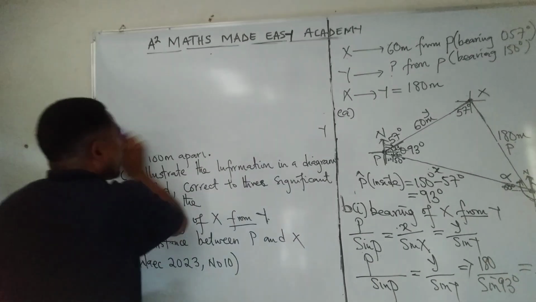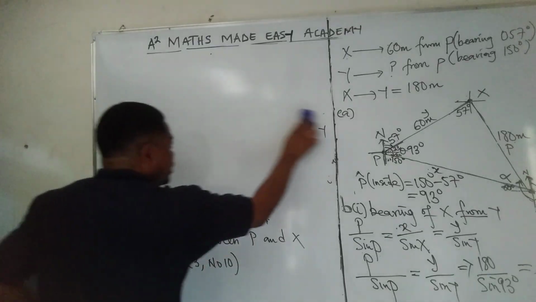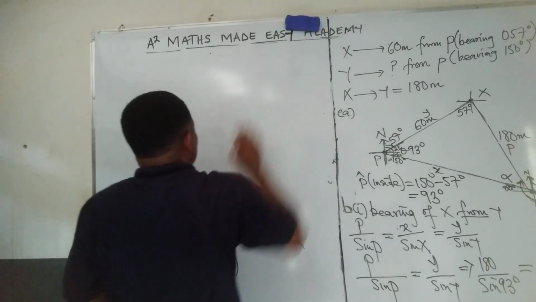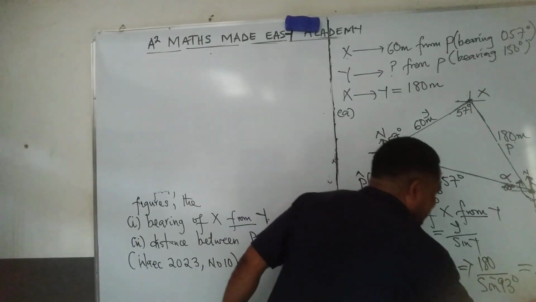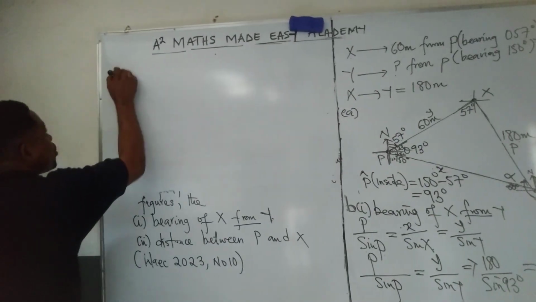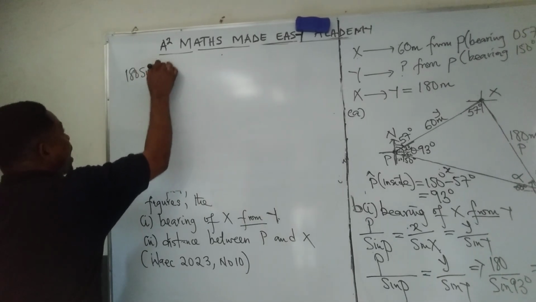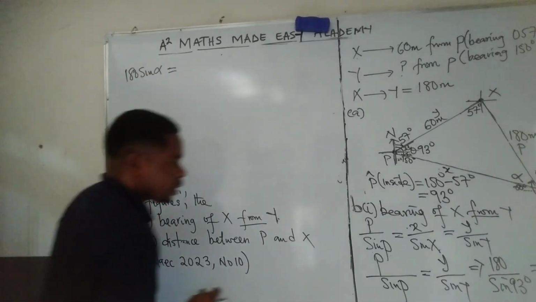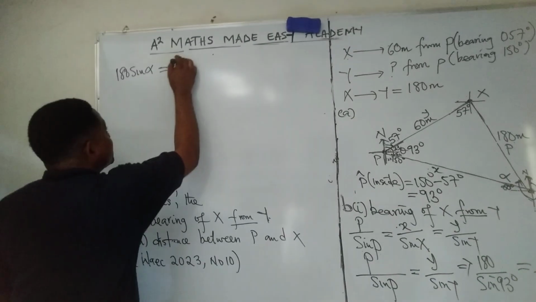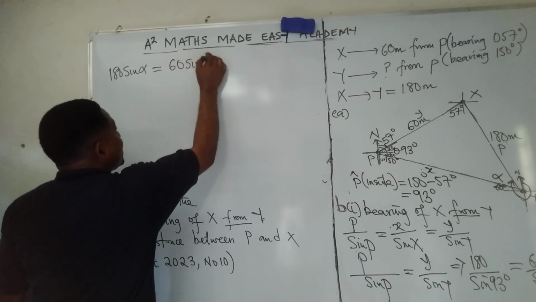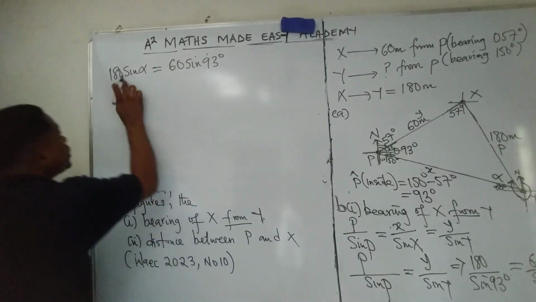We do what we call cross multiply. If you cross multiply, what are we going to achieve here? Watch. I will now say 180 times sine alpha will give me 180 sine alpha, then equal to sine 93 degrees times 60, which gives me 60 sine 93 degrees.